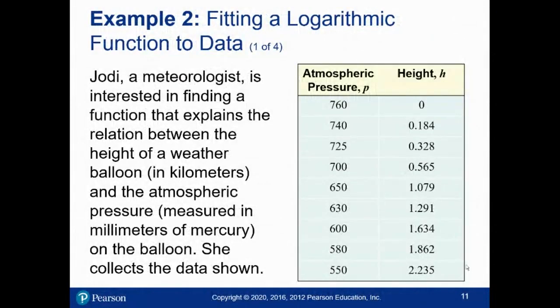Here's another chart of data. Go ahead and copy it down. We're going to have to do some very similar things. We're just going to fit it to a logarithmic curve in this example. So pause and copy this down if you need to. If you have the book, it's example 2 out of section 5.9.